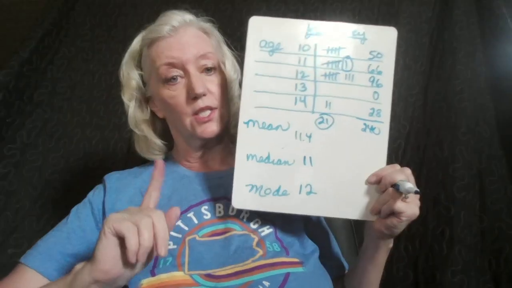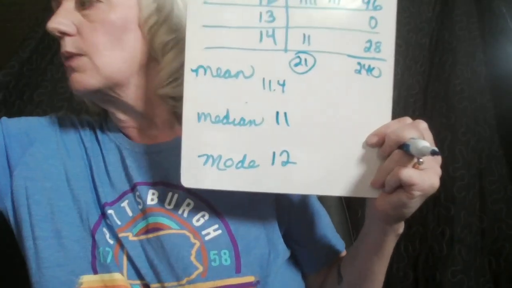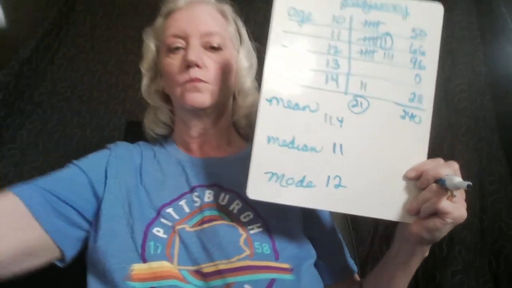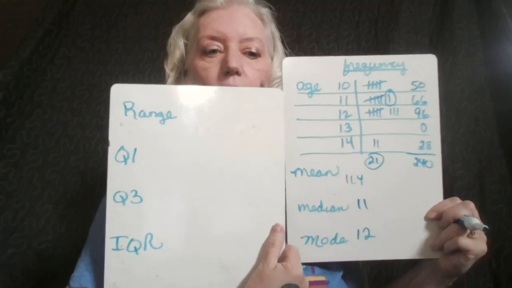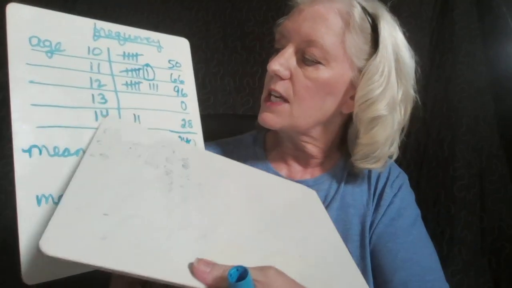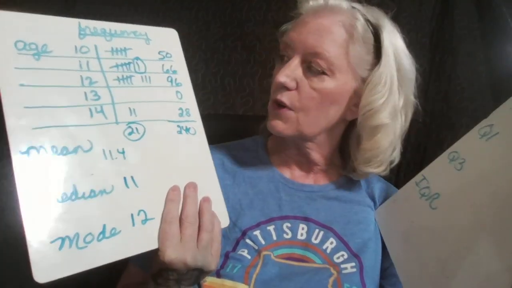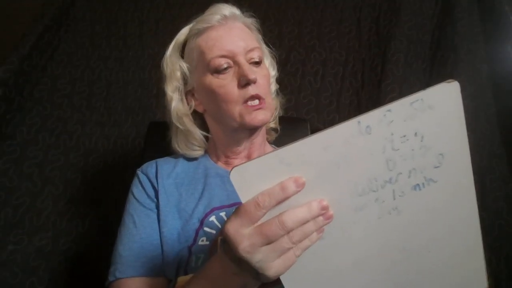Now, there's more than just that, though. Those are your measures of center. What about our measures of spread? Well, our measures of spread are the range, Q1, quartile 1, quartile 3, interquartile range. Our range is just our max minus our min. Looking at our table, our maximum is still 14, our minimum is still 10. Oldest kid there was 14, youngest kid there was 10, so 14 minus 10 is 4, so that one is still the same. Just subtract.